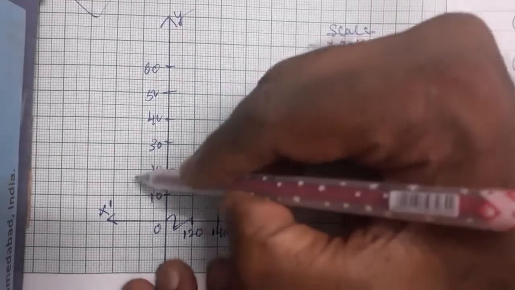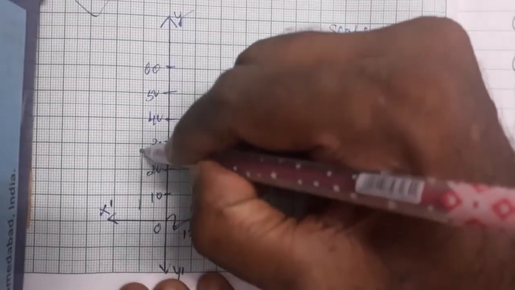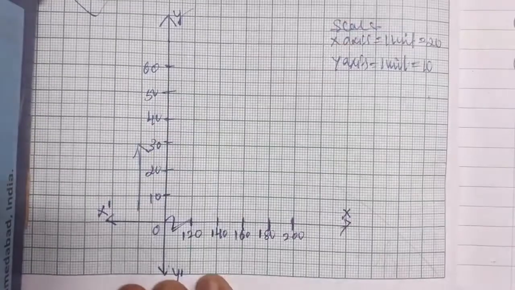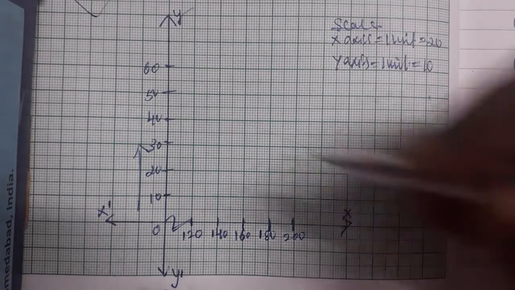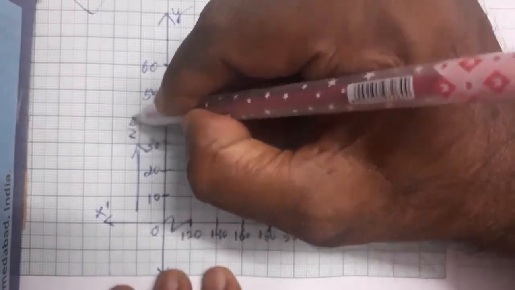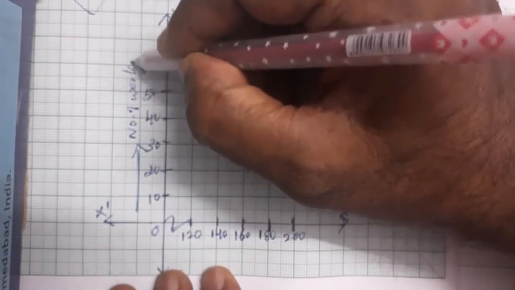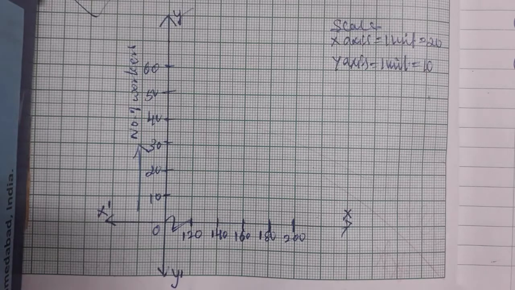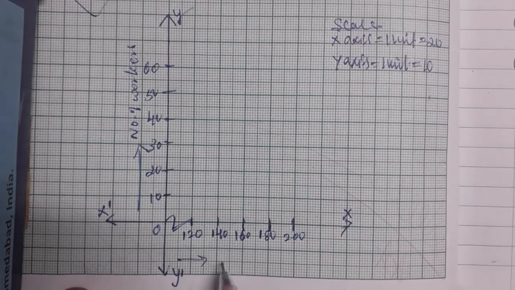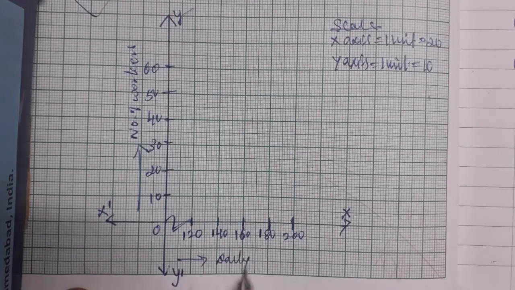Now we know that this is the y-axis. You have to use the scale. What is y? The y-axis is the number of workers, isn't it? So number of workers or cumulative frequency. What is the x-axis? The x-axis is daily income or class interval.